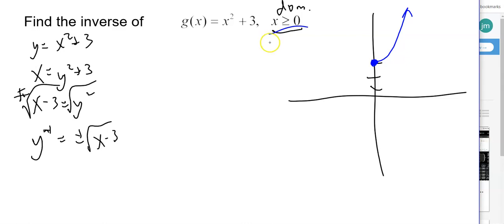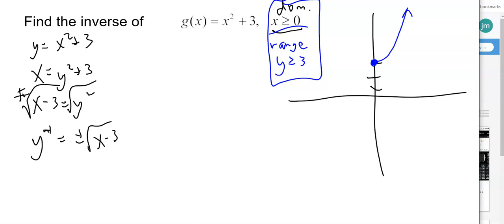In fact, it might help us to write out what the range is. Just looking at it, you can tell the range. It goes as low as 3. So y is greater than or equal to 3 on the original function. Right? It's going to help us to think about the domain and range of the original.